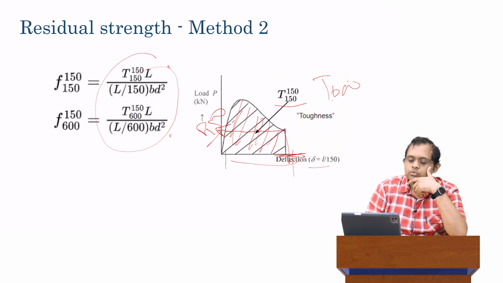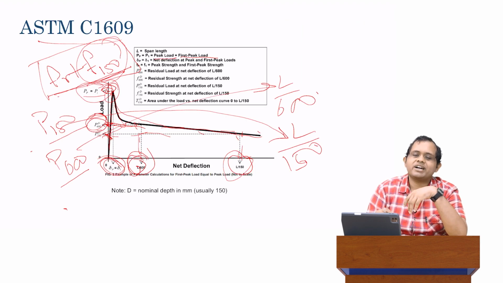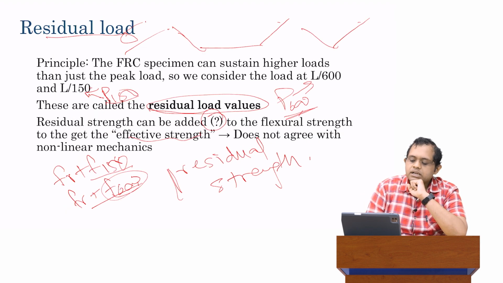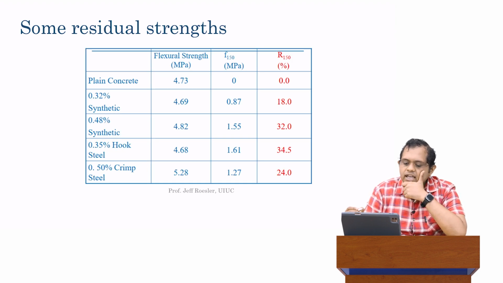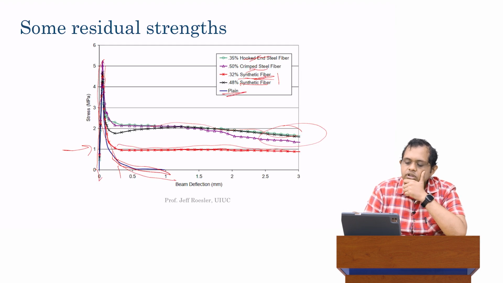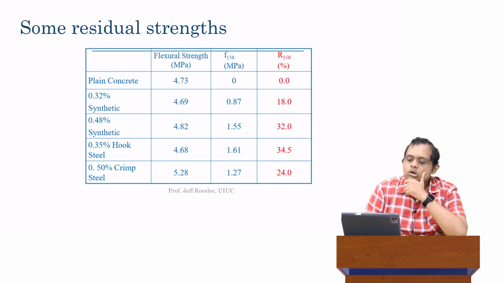So what I have shown you here, this was from C1609, this was kind of a schematic, but here is some real experimental data and you see the schematic is pretty spot on with this sort of data. Okay, and then for each of these which I have shown, so for these 5 different materials, what they went ahead and calculated here is R150, which is the residual strength ratio.